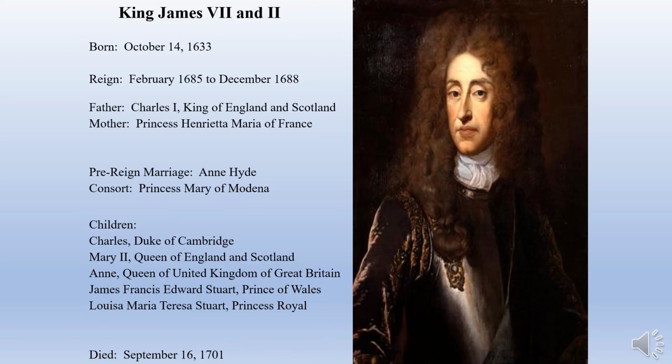James, the Duke of York, the second son of King Charles I, will now become King James VII and II. He was born in October of 1633, and he'll be king from 1685 to 1688. James II was as unpopular with his subjects as his brother was popular. James II was a serious, inflexible human being.